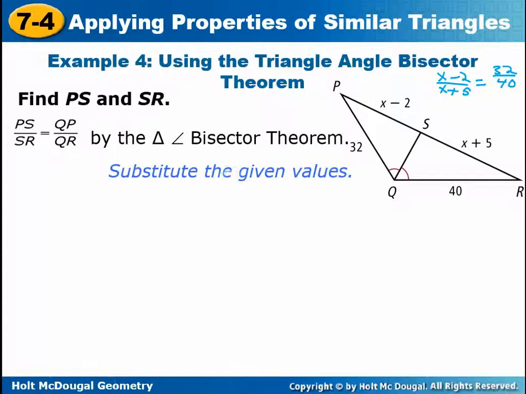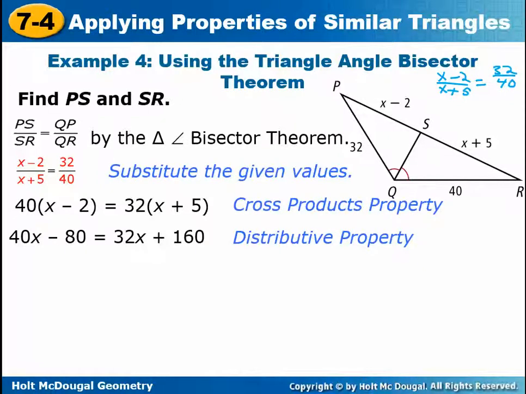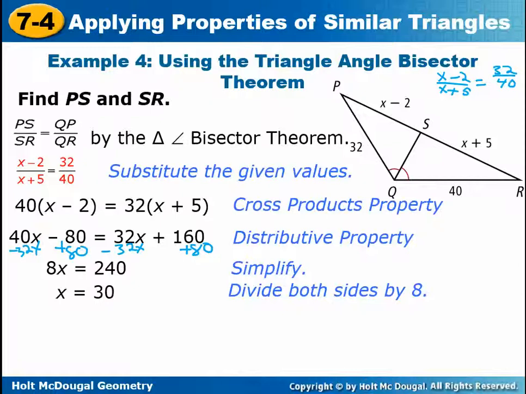And then we would have to solve this by cross products. So you'll take 40 times (x minus 2), and use parentheses, equals 32 times (x plus 5). Now you have to use the distributive property next. So 40x minus 80 equals 32x plus 160. Now we need to get our x's together, so I will subtract 32x from both sides. Minus 32x, and that gives us 8x. And we'll add 80 to both sides, which gives us 240. Then divide both sides by 8, and you get x is equal to 30.